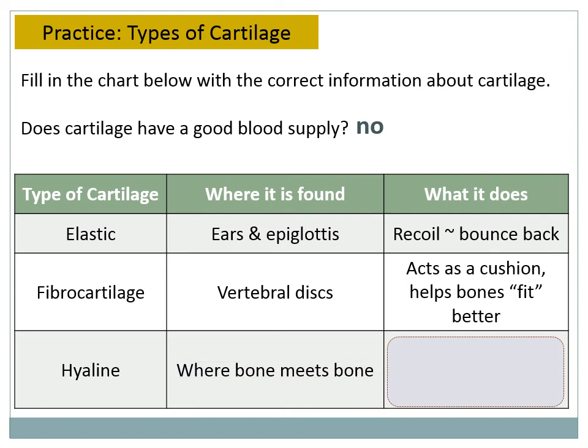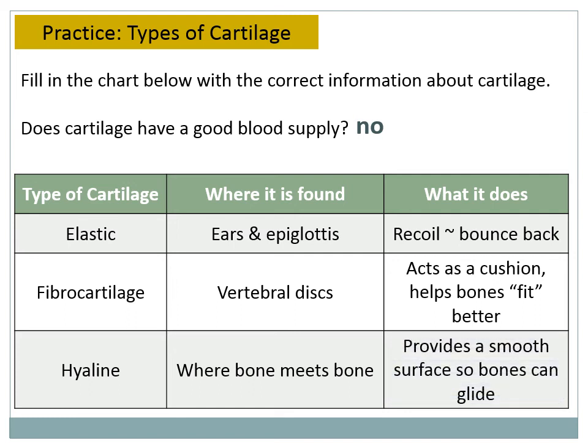Where bone meets bone. So hyaline cartilage we find in the joints. And what does hyaline cartilage do? Good, it provides a smooth surface so our bones can glide rather than crunch together.